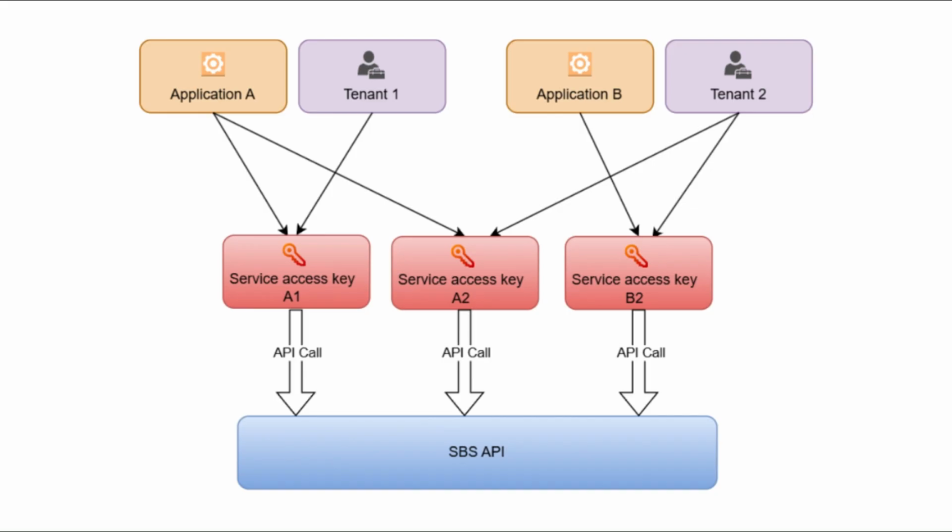This means that when you generate a service access key, you must specify the application and tenant for which you are generating it. In other words, you can generate service access keys for each unique application tenant combination that may possibly exist in your SBS account. As illustrated in the diagram, each service access key originates from a particular application and tenant, and each API call requires a service access key. The major benefit of such setup is that API data is isolated to that particular app and tenant combination only. Likewise, API usage can be tracked down to that particular application and tenant combination only.